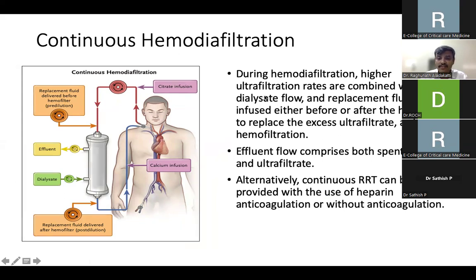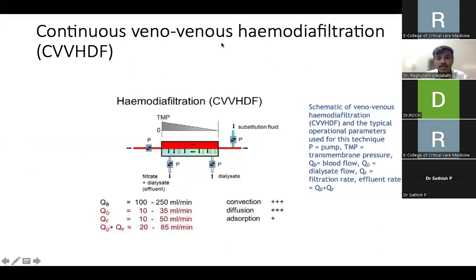Continuous hemodiafiltration, as I mentioned, is where both ultrafiltration as well as dialysis are happening. The ultrafiltration is combined with the dialysis flow, and replacement fluid should be given because ultrafiltration is happening. So the effluent flow consists of both dialysate and ultrafiltrate. Here again, anticoagulation, either systemic or regional, should be done when doing continuous therapy.